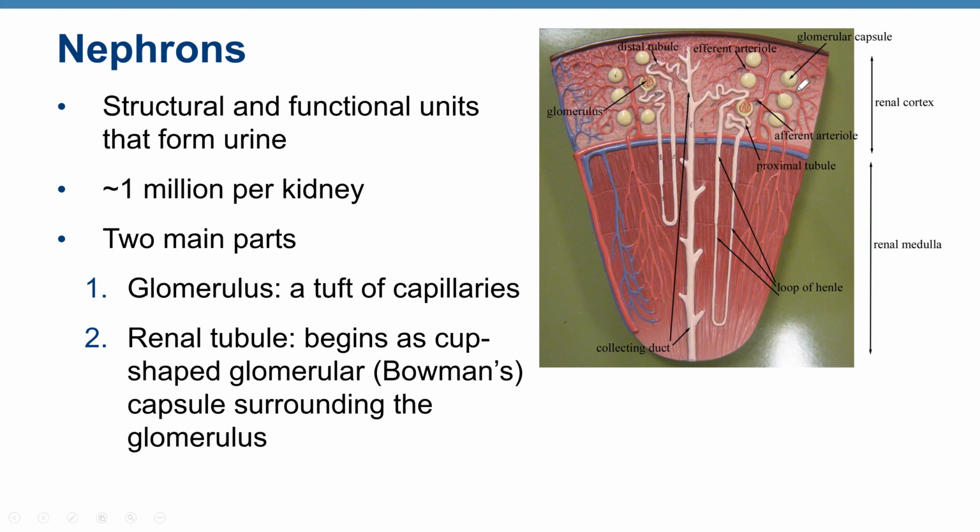So on this diagram here, if you look at the renal cortex, you will see these circular structures. Now, those circular structures are called glomerular corpuscle. Yeah, it says glomerular capsule, but the glomerulus are those capillaries inside. So we have glomerulus, we have glomerular capsule, and these two structures together are called corpuscle.